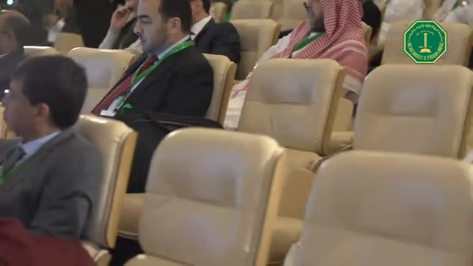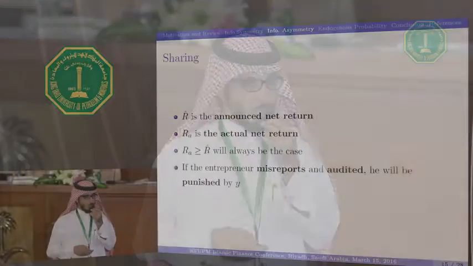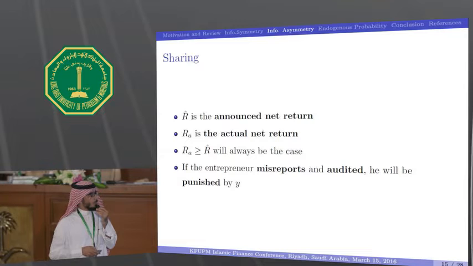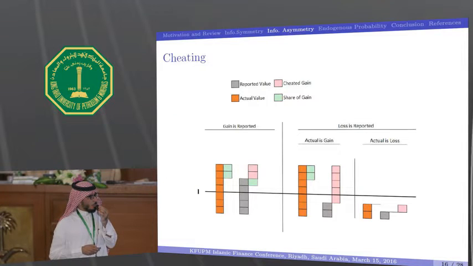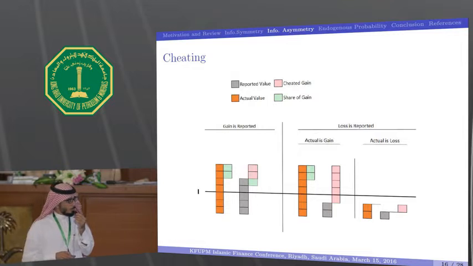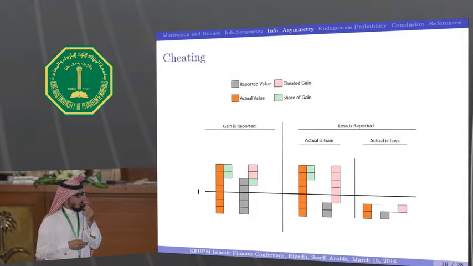RA is the actual return. Of course, the actual return will be greater than or equal to the reported one. If the entrepreneur misreports and is audited, he will be punished by Y. These are the cases where misreporting can be seen. If a gain is reported, this gray area is the gain. This is the investment; above the investment will be a gain. If this one is reported and this is the actual, then this amount is the cheated gain.